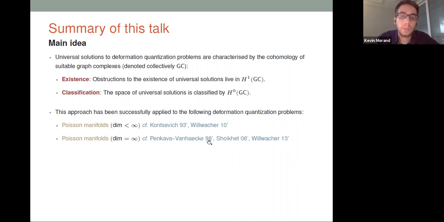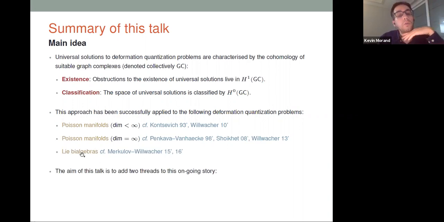So it is known that there is some obstruction to building a star product which does not feature these cycles, so which would be valid in arbitrary dimension, including infinite. And this obstruction has been understood, again by Willwacher, in terms of precisely this cohomology of graph complexes. Also, it has been applied to Lie bialgebras.